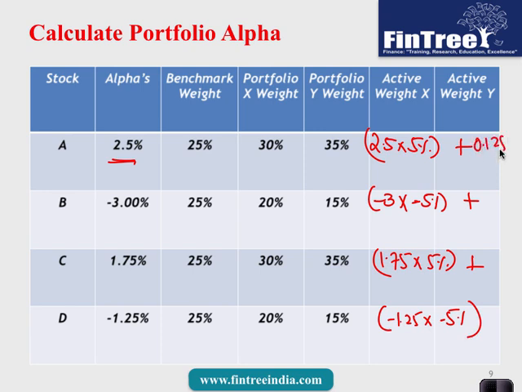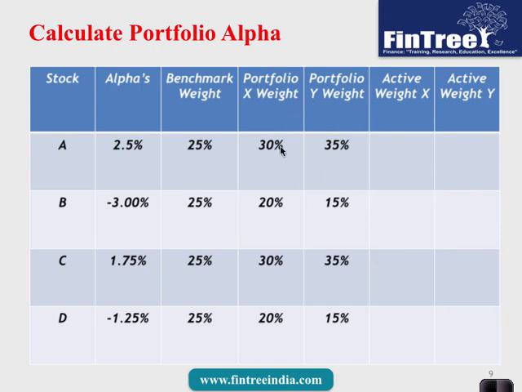So this is 0.125, this is 0.15, 0.875, 0.0625, and the total of that would again be 0.425. Are my calculations correct? Okay. So then, if you want to calculate alpha for a portfolio, you can either use the total weights into the individual securities' alpha, or you can simply use the active weights.